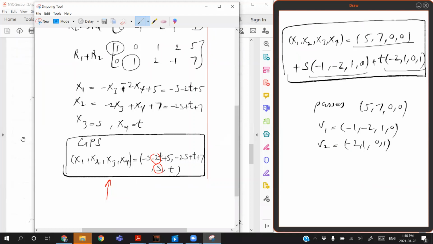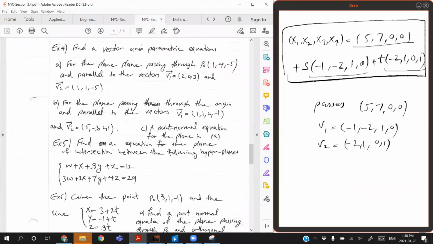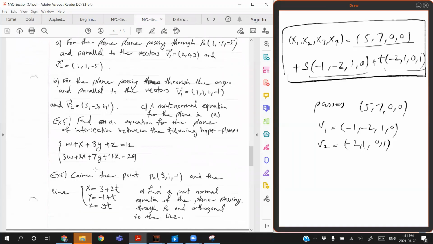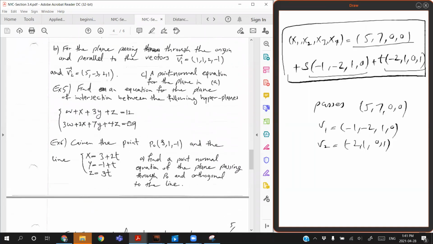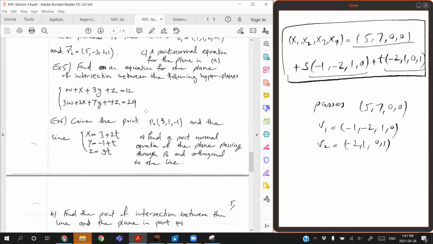The general parametric solution for a linear system like this is basically a plane in R4, because we had two free variables. If we had only one free variable, it would be a line. Now that we have two free variables, we have two parameters, s and t, that's a plane. So again, this problem may sound complicated, but the only thing you have to do is to solve the system. Any questions?